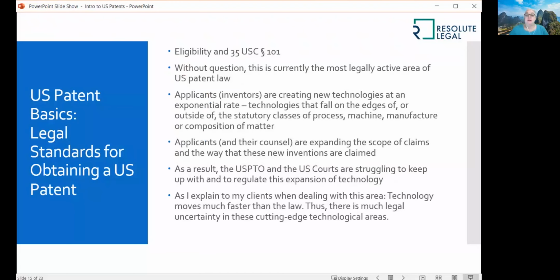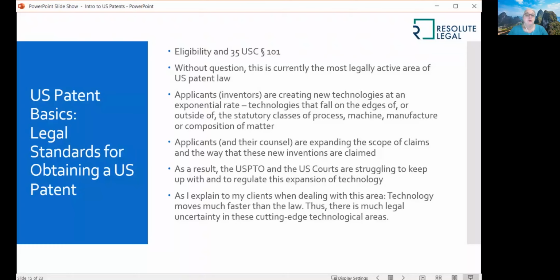So this first statute that I mentioned, the eligibility statute, 35 United States Code, Section 101. Without question, this is the most legally active area of US patent law currently. Innovators are creating new technology at a very, very fast rate right now. Technologies that fall on the edge of what was defined over 200 years ago as the statutory classes of a process, a machine, a manufacture, or a composition of matter.